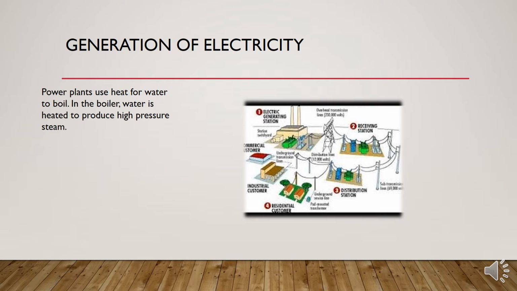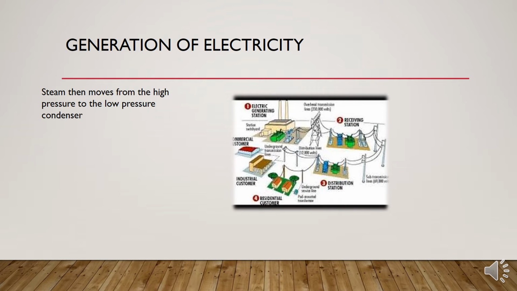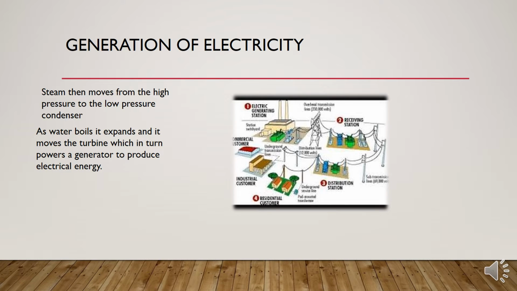Now for the generation of electricity, the power plants use heat to boil water. In the boiler, water is heated to produce high pressure steam. Heat is then removed to lower the pressure in the condenser. Steam then moves from the high pressure to the lower pressure condenser. As water boils, it expands and moves the turbines, which in turn power a generator to produce electrical energy. The pump feeds the water back into the boiler to begin the cycle again.